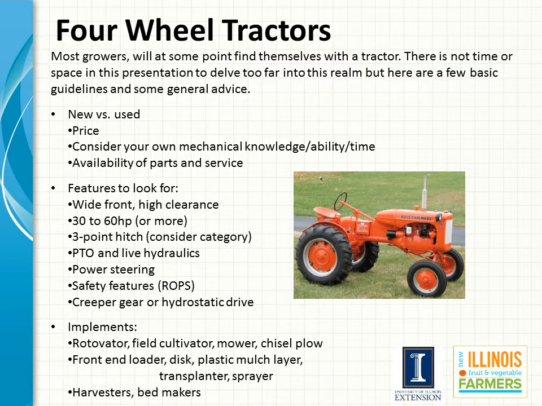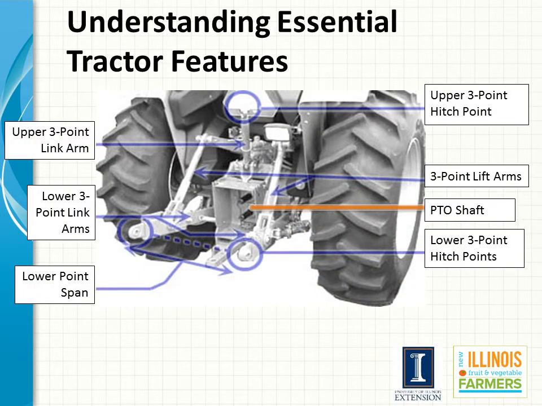And some different implements you could purchase would be things like rotavators, field cultivators, mowers, chisel plows, front-end loaders, discs, plastic mulch layers, transplanters, sprayers, harvesters, and bed shapers. There are some basic features of a tractor that you need to become familiar with. It is important to know the upper weight limits the 3-point lift arms can handle when considering an implement purchase. Also, you need to factor in the horsepower limits when buying a PTO powered implement.